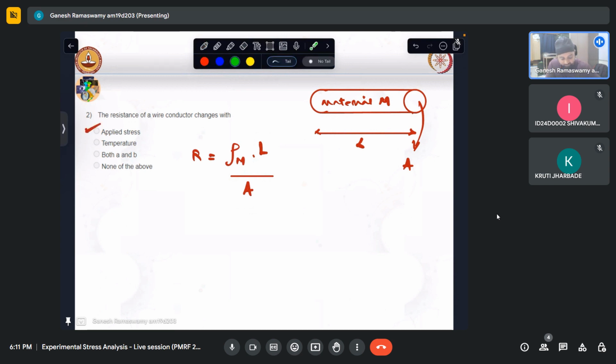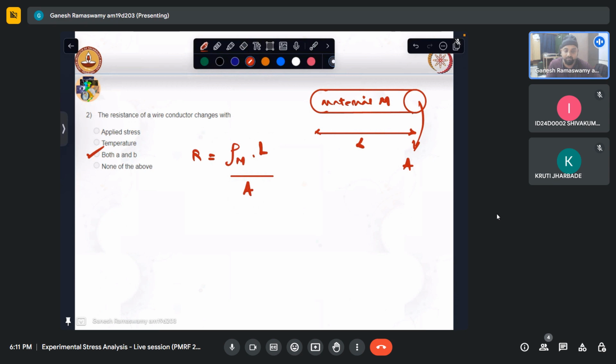Similarly, we know that for a material, when there is a temperature change, also there could be change in length, change in the area. But in addition to that, there will be change in the resistivity of that conductor. We know that some certain materials, if we cool them, their resistance reduces. So that is the principle behind superconductors. So in such case also, change in the temperature affects the change in the resistance. So essentially what we have here is both A and B change the resistance of a wire conductor.